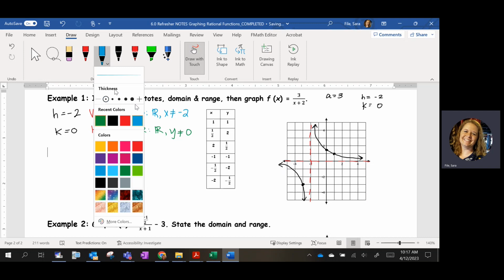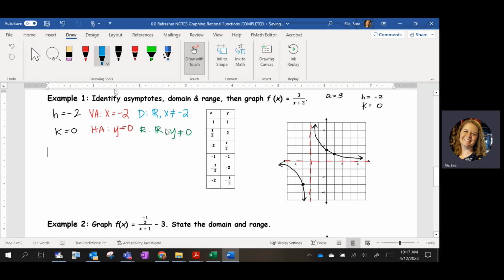Now you can write your domain and range like this, or you can use interval notation. Interval notation, we would say left to right for domain. It goes from negative infinity to negative 2, and then there's a break and it picks up again and goes from negative 2 to infinity. So we can use 2 intervals with the union in between. That's the domain as well. Okay, so that's another way you could write the domain.